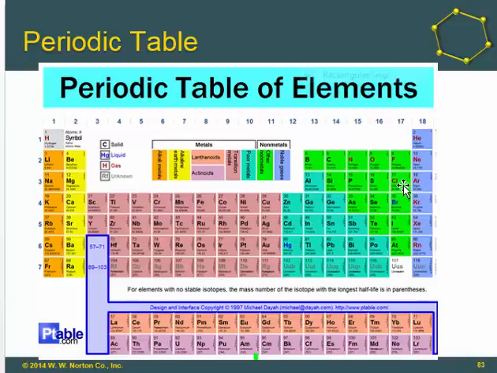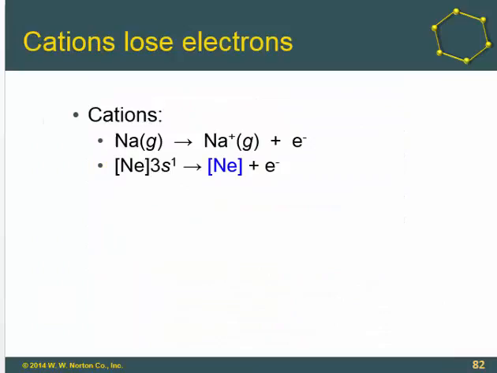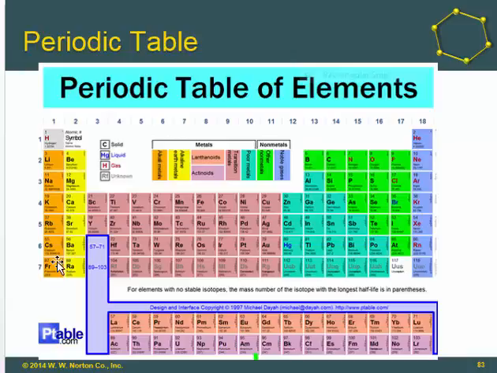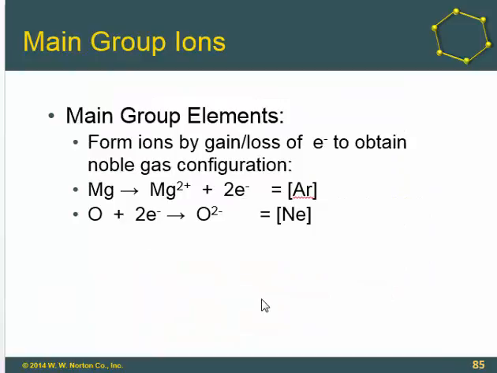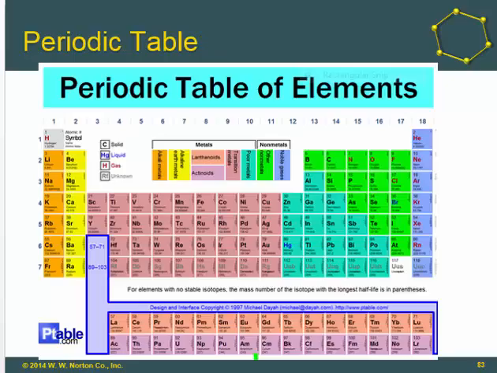As long as the chlorine atom has 17 protons, it's still chlorine. But the stable noble gas configuration is very, very desirable. Likewise, when sodium loses an electron, it doesn't become neon, it just has 10 electrons just like neon, and thus has a very stable electron configuration. So the main group elements tend to form ions by either gaining electrons if they're nonmetals or losing electrons if they're metals to obtain a noble gas configuration. So remember, the main group elements are in the s block and in the p block.